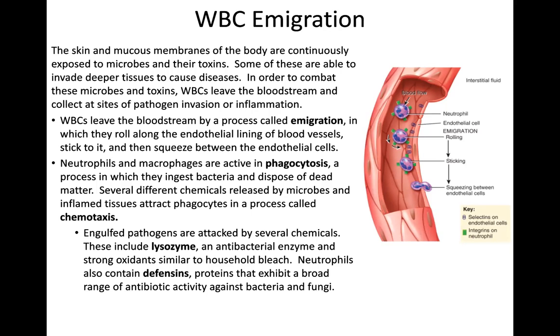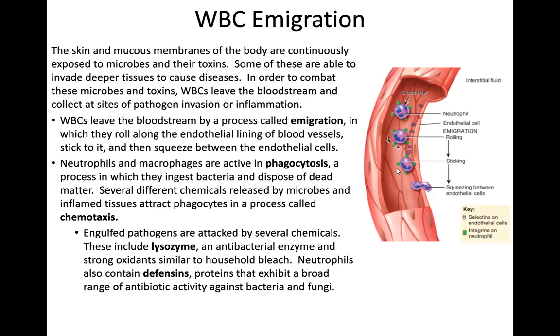In order to combat these microbes and toxins, white blood cells must leave the bloodstream and collect at sites of pathogen invasion or inflammation. Because, think of it this way, viruses and bacteria are going to be in other places besides the blood, which means those white blood cells must leave the blood eventually. They do so in a process called emigration, with an E. It's a pretty cool process where they roll along the endothelial lining of blood vessels, then they stick to it, and then they are able to squeeze between the endothelial cells to get out of the blood.